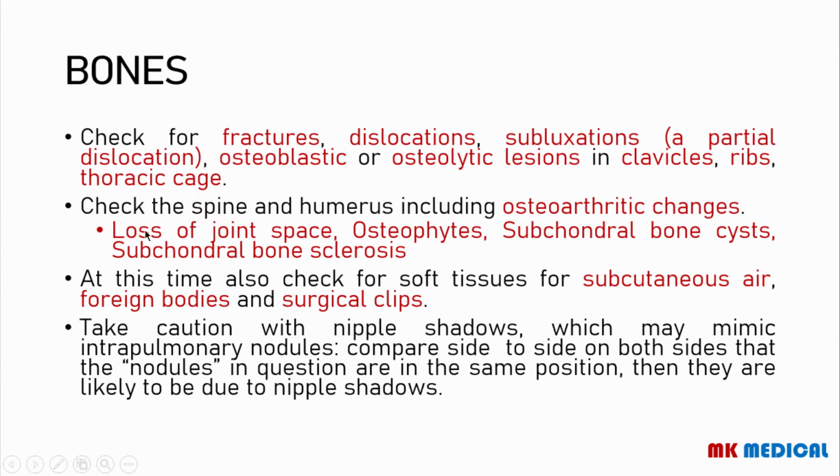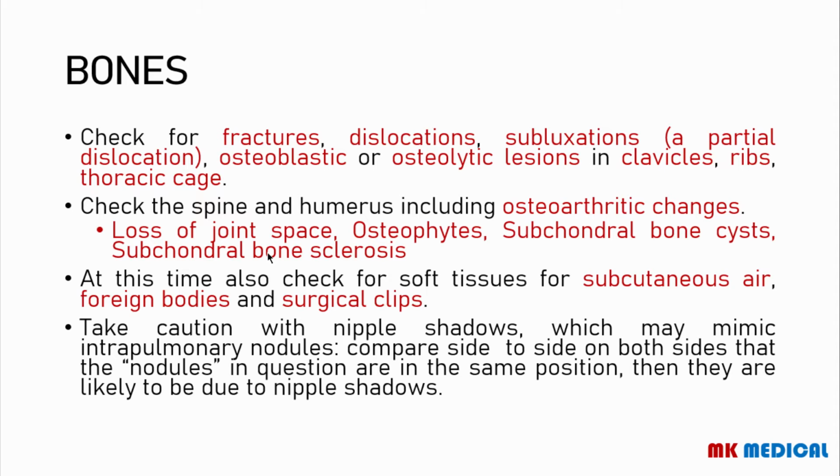L is for loss of joint space, O for osteophytes. These are like bone lips at the edges of the bone. S for subchondral bone cysts: just underneath the cartilage where the bone articulates, you may have some cysts. Then the other S is for subchondral bone sclerosis, where just below the cartilage of the articulation, the bone begins to thicken a bit.